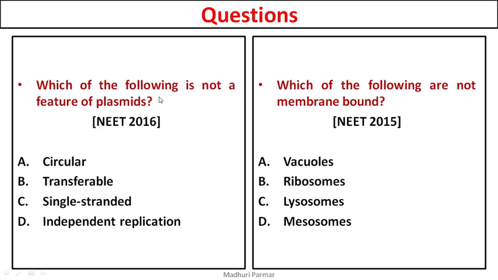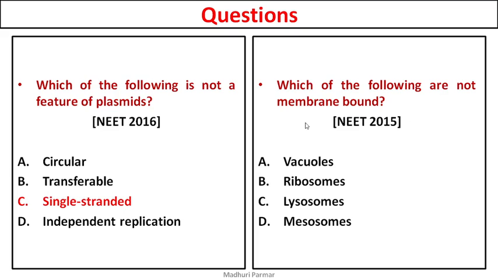Next question. Which of the following is not a feature of plasmid? This question is relatable in this chapter, cell, as well as in biotechnology. So it is a connecting type of question. Plasmids are circular, yes. They are transferable, yes. We saw conjugation. They're single-stranded, no. They are DNA, and DNA is always double-stranded. Do they replicate independently? Yes. This we will study when we study biotechnology, or you might have already studied and you remember. So the answer here is single-stranded, which is wrong.